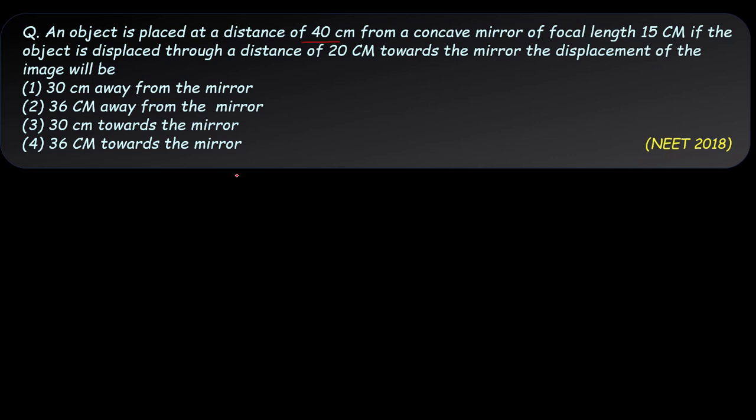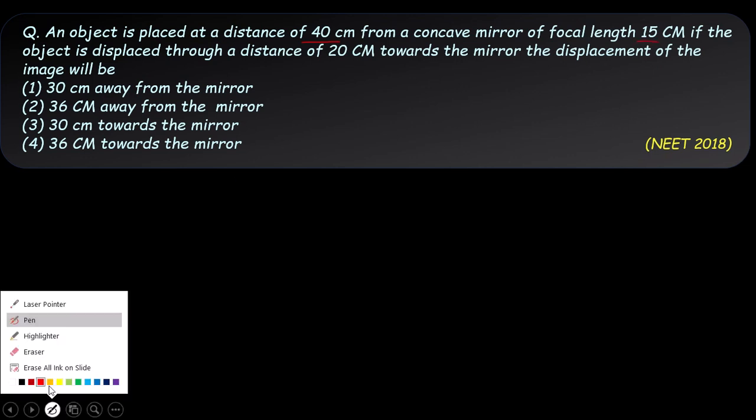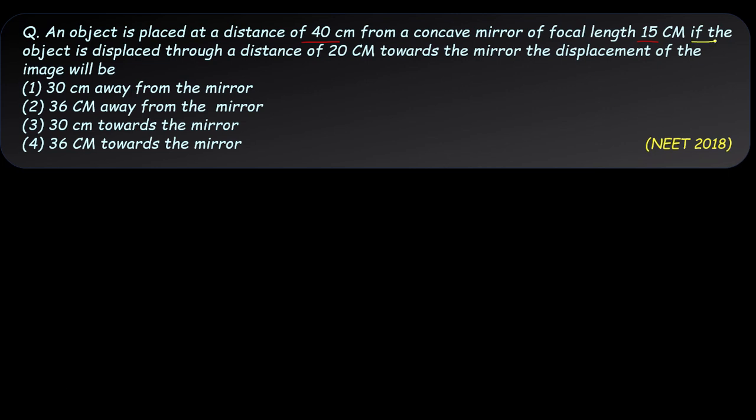According to the description given in the question, an object is placed at a distance of 40 cm from a concave mirror whose focal length is 15 cm. And then it goes on to say that if this object is displaced through a distance of 20 centimeter towards the mirror, then what is the displacement of the image?